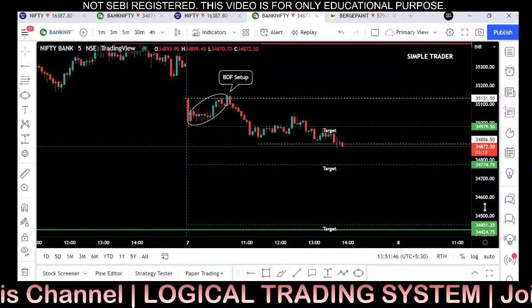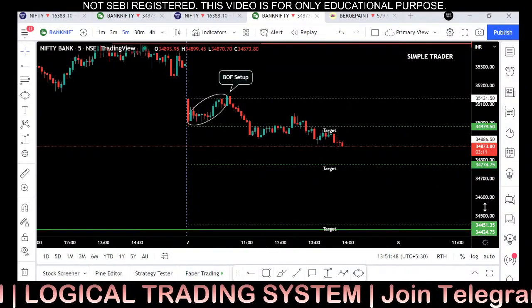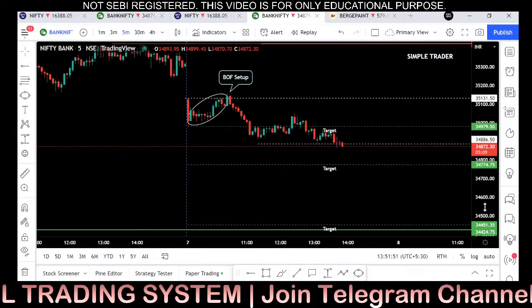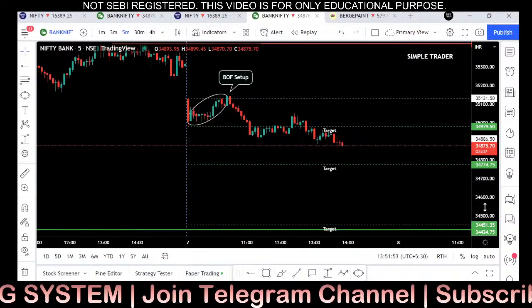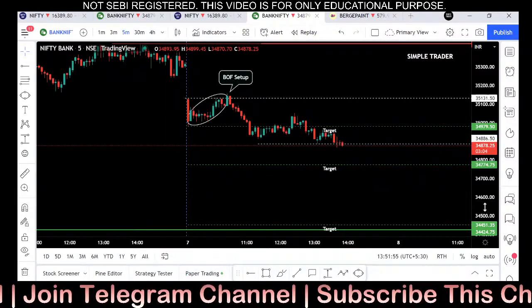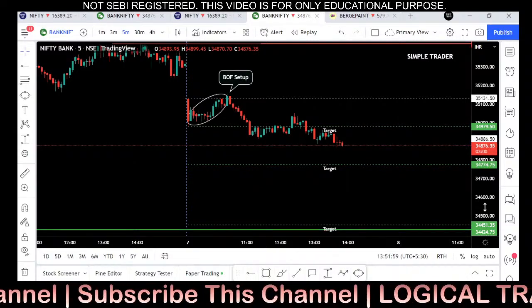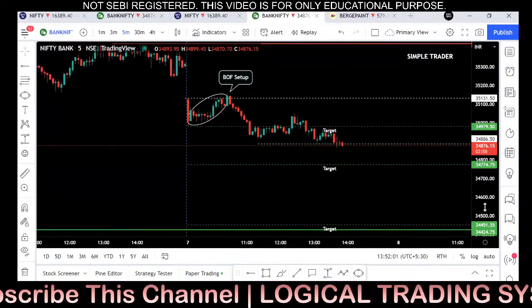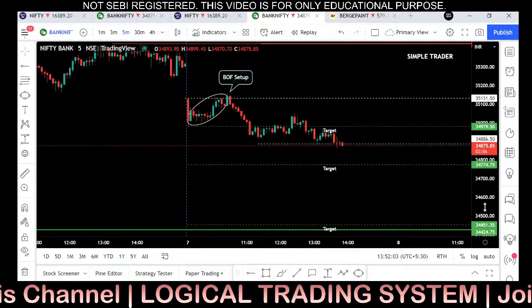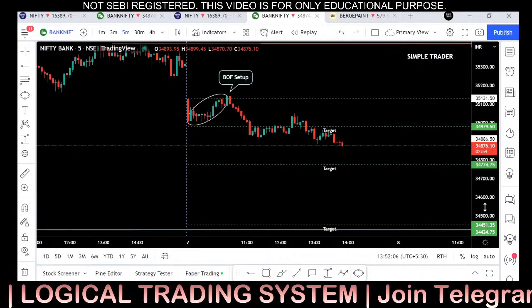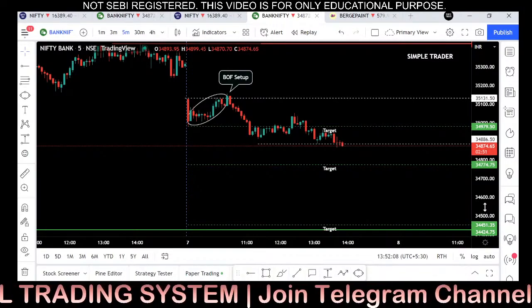The more you keep things simple in trading, the easier it will become. Do not complicate things by using a lot of indicators, a lot of lines, a lot of patterns. That is very difficult to trade.